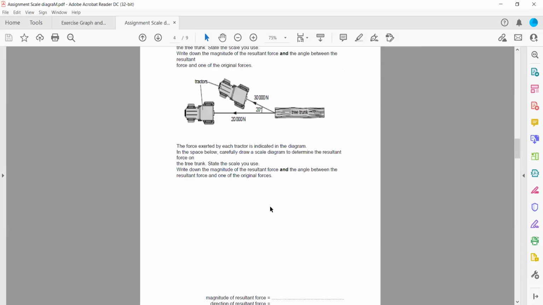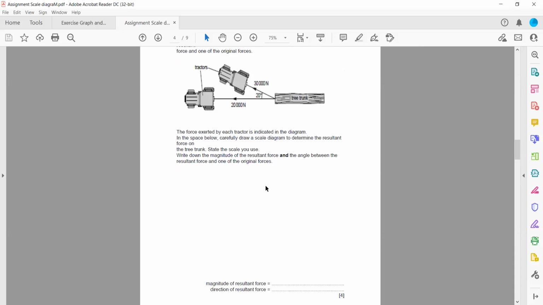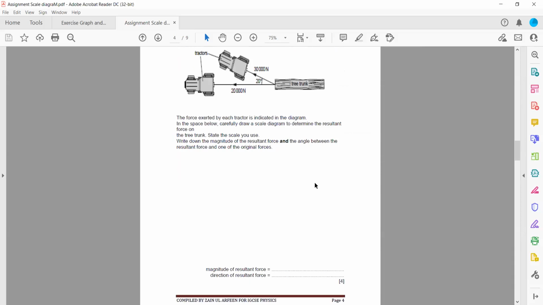So we want to find a resultant by using a scale diagram. First, we have to select a scale for 20,000 Newton and 30,000 Newton. What scale should I select here? Anyone want to say a scale? Can we say every 1 centimeter equals 500 Newton?